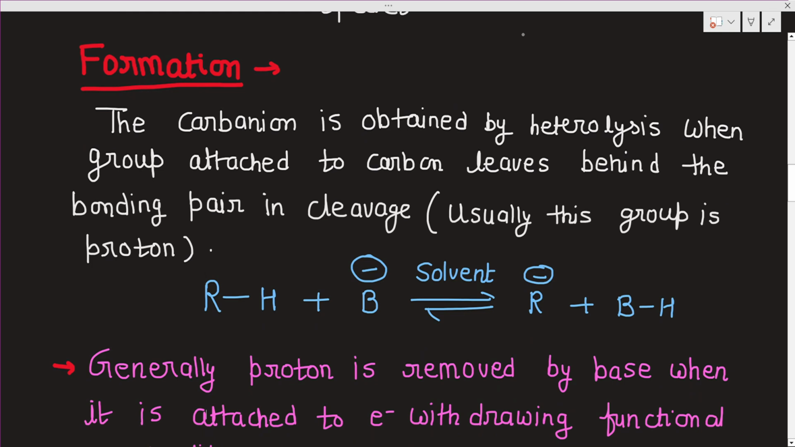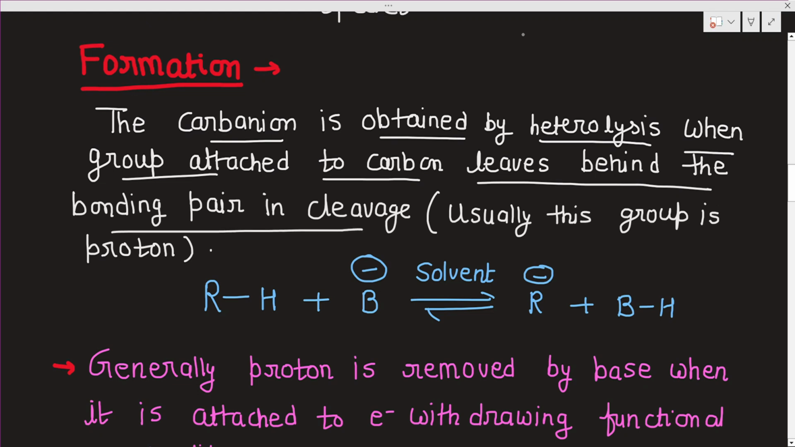Now see their formation. The carbanion is obtained by heterolysis. Heterolysis means uneven breaking of the bond. When the group attached to carbon leaves, the bonding pair stays behind in the cleavage. Usually this group will be a proton, because a proton can leave the electron pair behind. So whenever a group is attached to a proton and there is heterolytic cleavage of this bond, the hydrogen moves away without its sharing electrons.